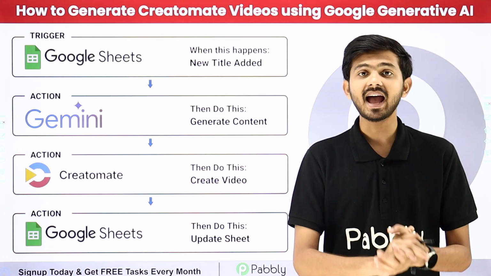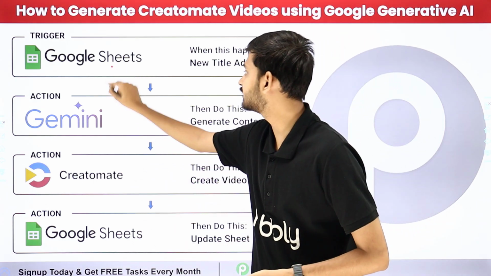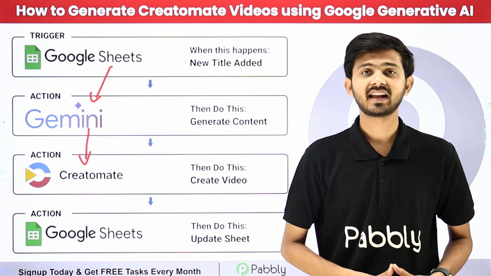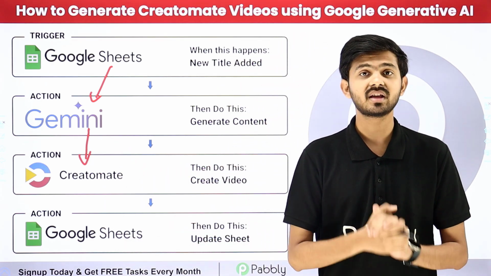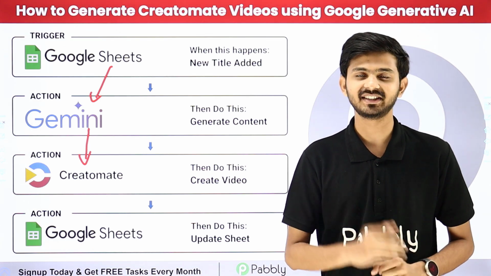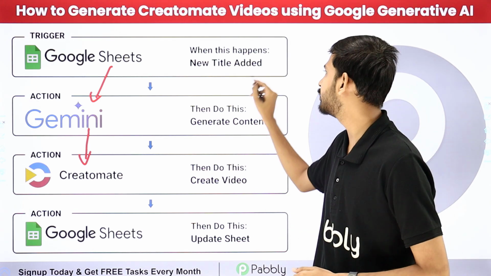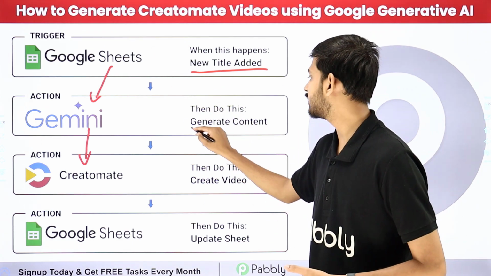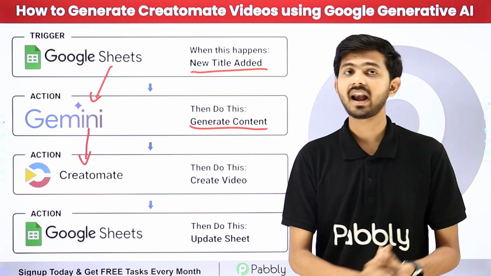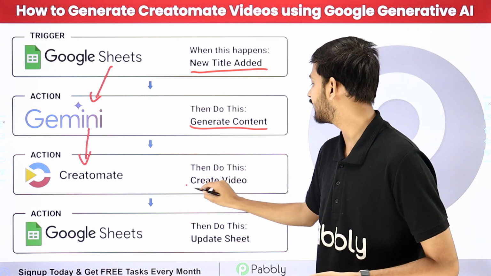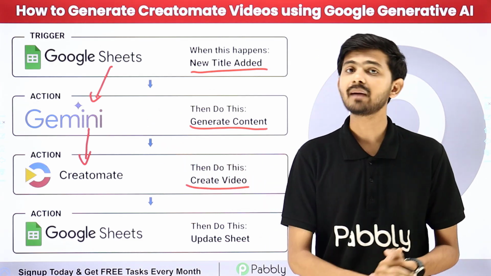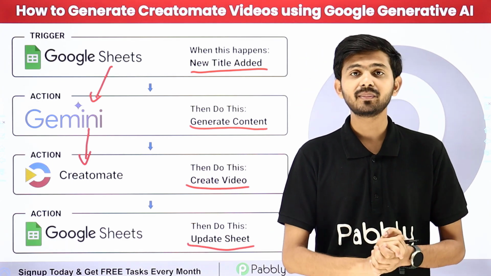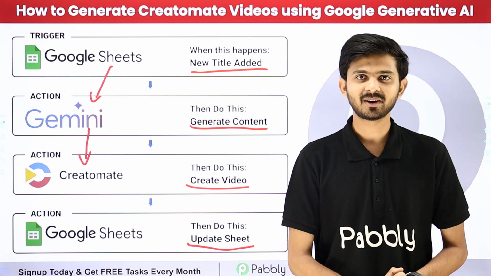For doing this, I have to build a connection between Google Sheets, Google Generative AI and Creatomate. For building this connection, I'm going to use Pabbly Connect, which is an amazing software for automation and integration. With Pabbly Connect, as I add the new video title in my Google Sheet, I'm automatically going to generate the content by using Google Generative AI, then create the video by using Creatomate, and update that automatically in my Google Sheet. So how am I going to build this connection? For that, let me take you to my computer screen.